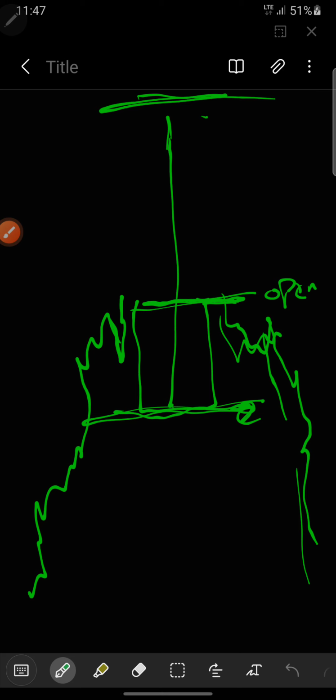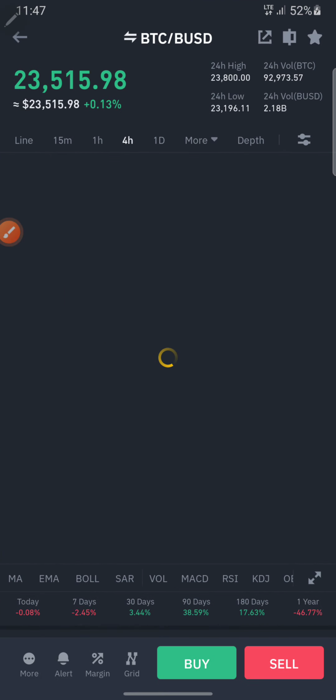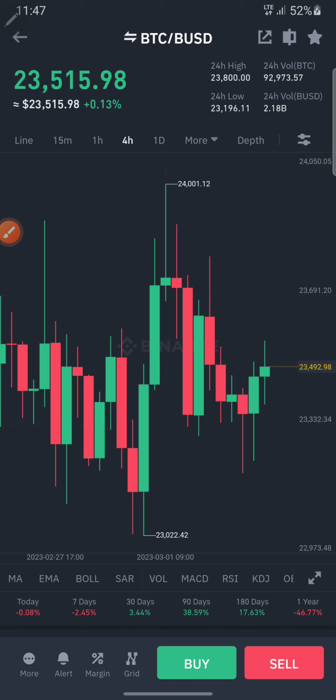Okay guys, now we are going to show an example of the hammer candlestick here. I have already seen an example of a hammer candlestick, guys. This is a hammer candlestick. Look at this candlestick. It's red, but it is a hammer candle. Where is the market going? Downtrend here.